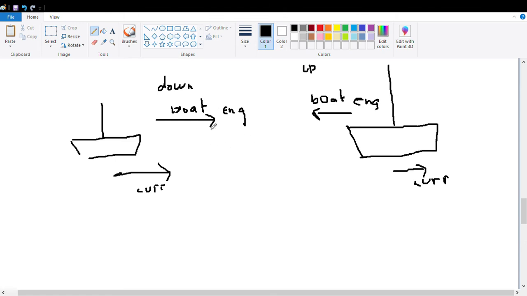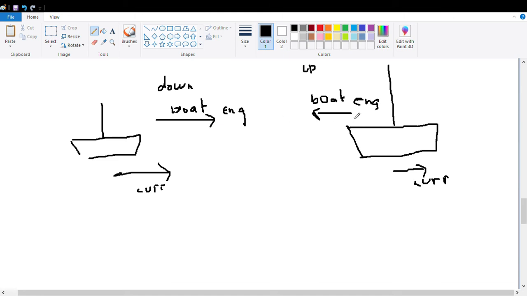When you're going downstream, the current is kind of helping the boat engine, right? So that means you're traveling a bit faster than your boat engine. It's like going downhill. Even if you press the gas lightly, your car speeds up even a bit faster than it will normally do, right?